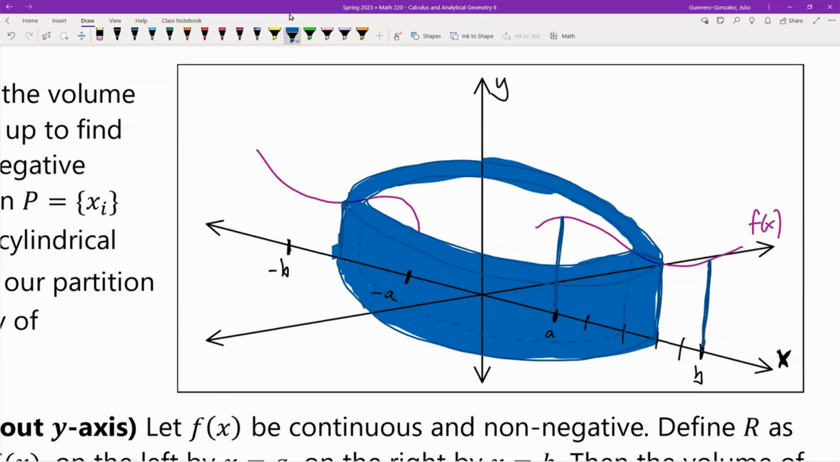So the anatomy of one of these cylinders, right? Hopefully you guys can see how this is going to work out. Let me go ahead and use the pink here. We know that this width, this little strip right here, is going to be our delta x because it's part of a partition. It's going to be a specific width. Okay.